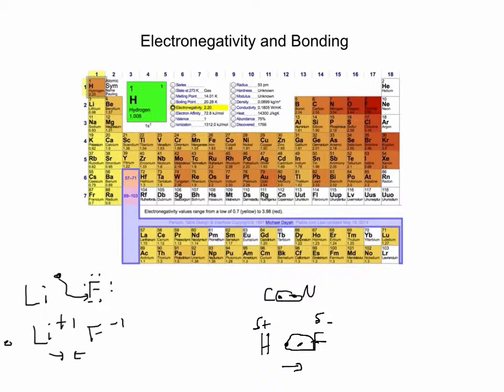But this doesn't mean that it's always that way. These electrons can move back and forth. They just happen to be pulled towards the fluorine a little bit more. This is known as a polar covalent bond. And we'll talk more about polarity a little bit later.